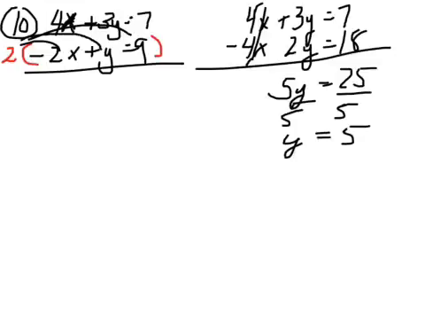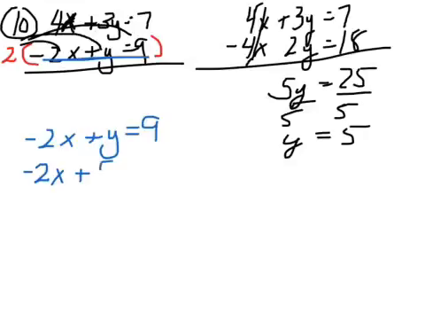How am I going to find x? Well, let me do this. I'm going to pick one of the equations. I'm just going to pick this one, okay? Negative 2x plus y is 9. But now I know what y is. Y is 5. So I could solve and figure out what the x is.